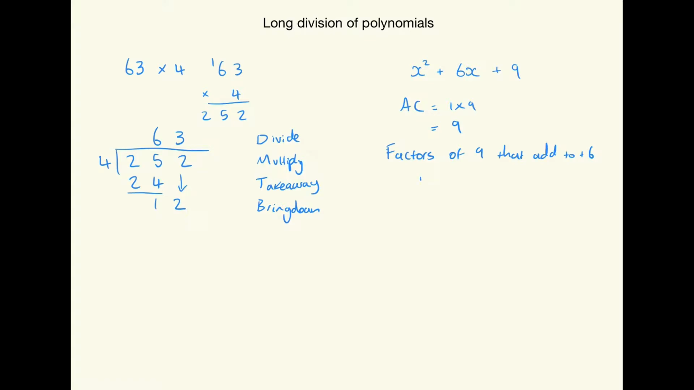Well, if we do 1 times 9, that's a factor of 9, but does that add up to 6? Does 1 plus 9 equal 6? No, it adds to 10, so that can't possibly be it. I reckon it's 3 times 3. Yeah, 3 times 3, let me fix that 3 up. 3 times 3 is 9, that's good, and it also satisfies the rule of having to add to the coefficient of b, and it does, because 3 plus 3, that equals 6. That's what we want.